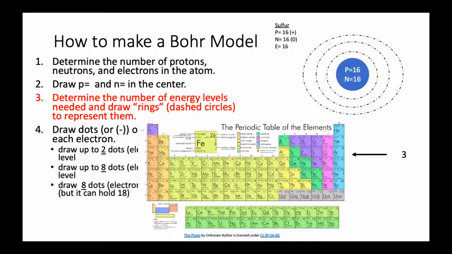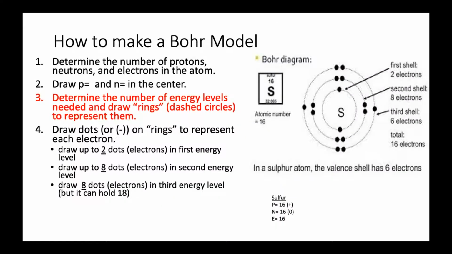The next step is I need to determine the number of energy levels or rings I need to draw. If I look here, here's sulfur right here, and sulfur is in period 3. So then I need to add 1, 2, 3 dashed lines to represent the 3 energy levels. The next thing I need to do is put dots on the energy levels, and that's what we see here.